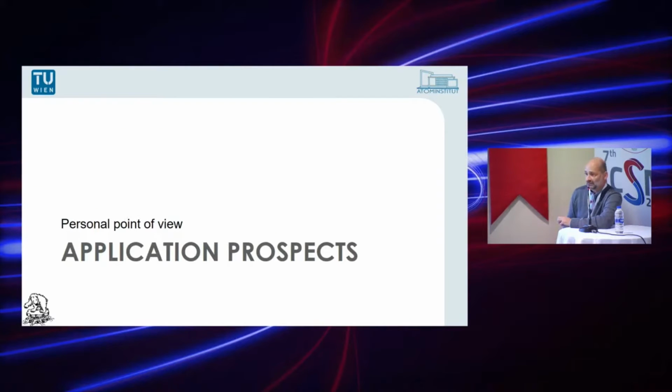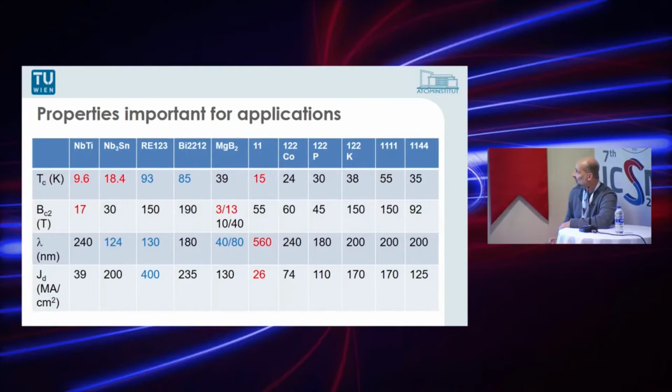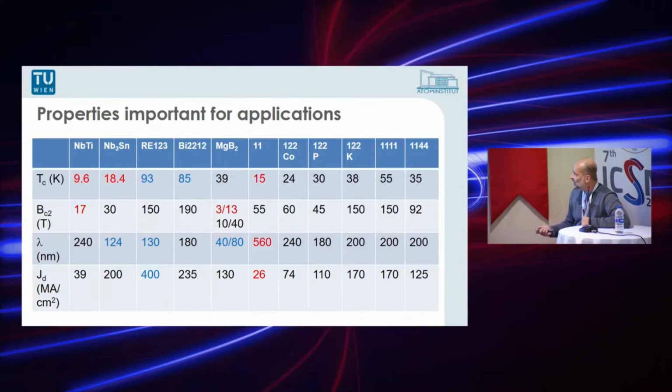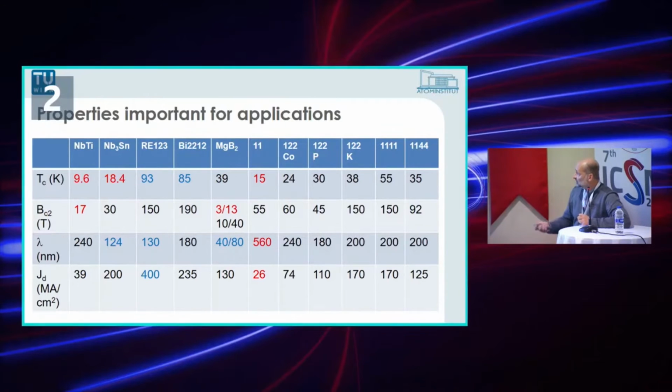Okay, now let me say a few personal views of the application prospects of the iron-based superconductors, and therefore I want to compare here some important properties of the iron-based superconductors here on the right-hand side, and the other technically important superconductors on the left-hand side. And of course, it's obvious that the Tc is much better than in the low-temperature superconductors in the iron-based stuff, and of course not as good as in the cuprates.